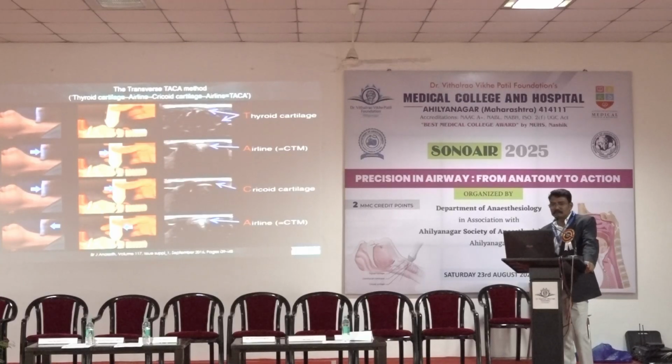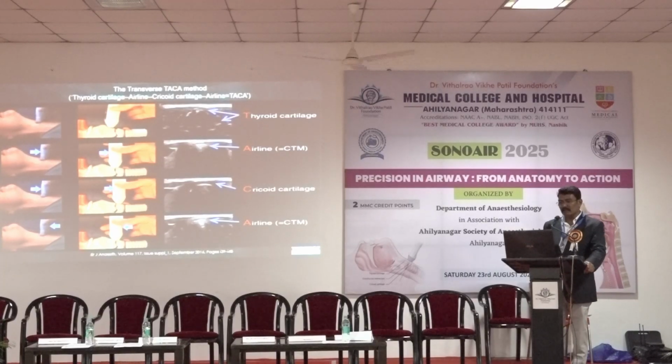Now coming to the next slide, a transverse approach, that is the TACA method: thyroid cartilage, airline and cricoid cartilage. Here in figure 1 you can see the probe is placed horizontally on the thyroid cartilage, and you can see the thyroid cartilage here as a white dotted line. Then below that are the vocal cords and the black space created by the air in the air inlet.